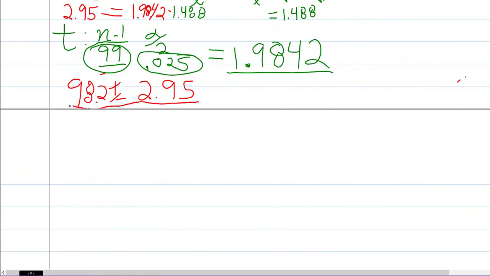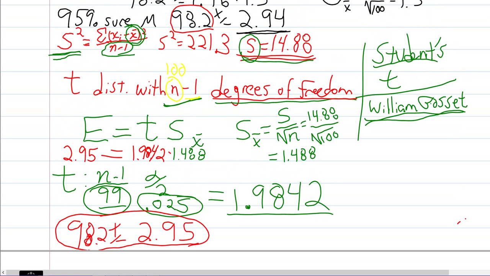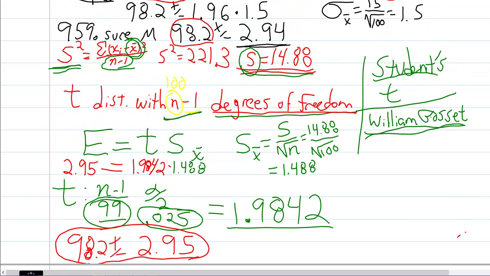Just like when we use the z, the interpretation is no different. We would be 95% sure that the population mean IQ for people who live in this region is somewhere in the range 98.2 plus or minus 2.95. And that's the only difference between these two problems. In the first problem, we said we knew the population standard deviation was 15, and that allowed us to use a z-score of 1.96. In the second problem, because we don't know the population standard deviation and we have to calculate an estimate, we take our data and calculate a sample standard deviation. That's what forces us to use this t-distribution.